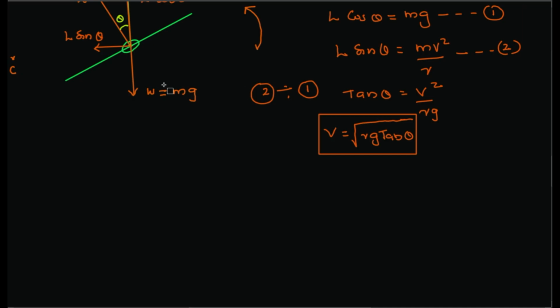Case of a banked road. Now, what does it mean by banked road? Whenever there is a sharp turn on a road, the outer edge of the road is lifted up a little bit to provide the centripetal force. That's called a banked road.